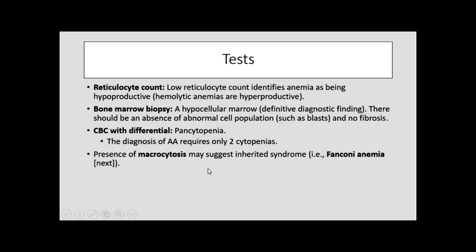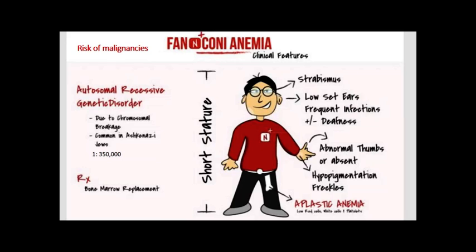If someone has macrocytosis, this could be another important condition that you should know, called Fanconi anemia, or sometimes Fanconi aplastic anemia. That is an interesting condition. I try to summarize it here. But the most important thing we need to know is that it has a very high risk of malignancies, besides producing anemia, of course.